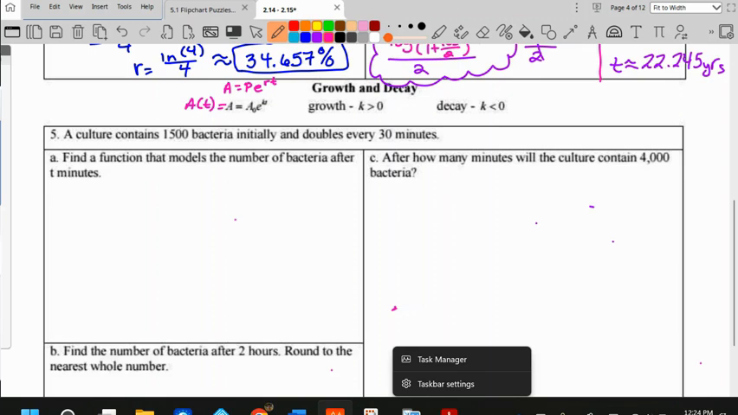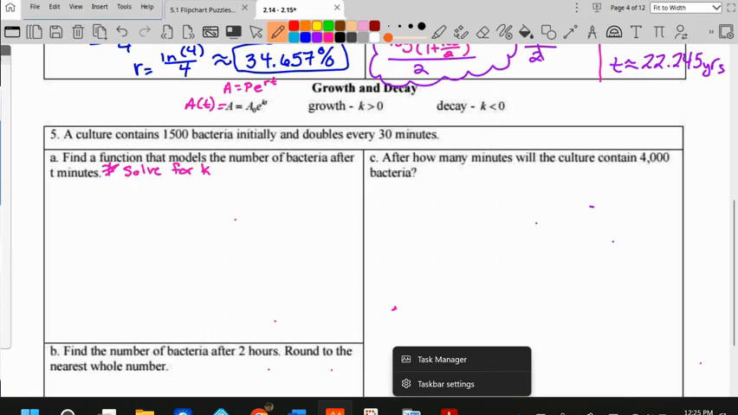I don't know it yet. I do know that it doubles every 30 minutes, which is plenty of information to find it, but I don't actually know what it is yet. So remember, you often will have to solve for K first. You'll have to solve for your growth factor. If they tell you doubles, triples, has a half-life of, you're going to have to solve for what the growth factor actually is.